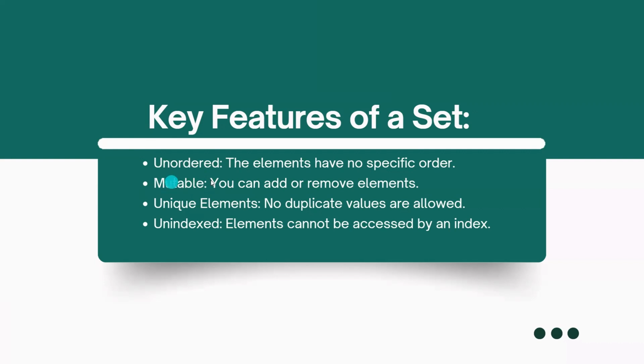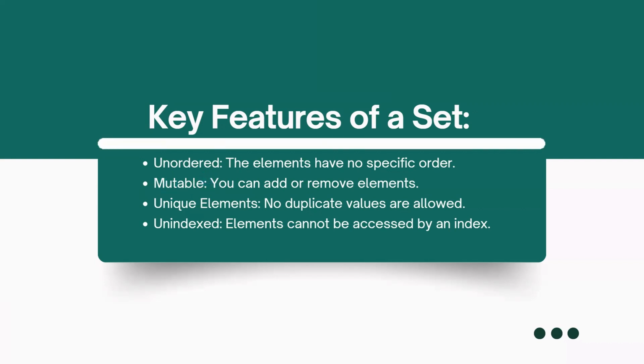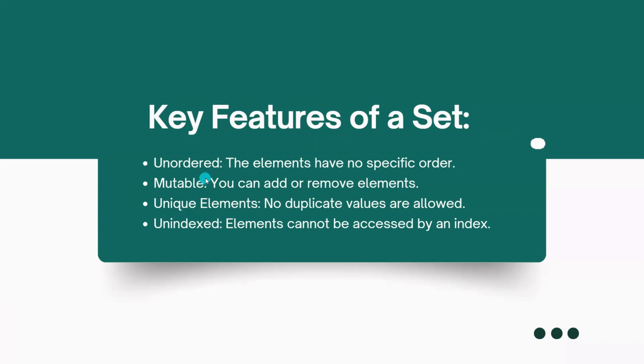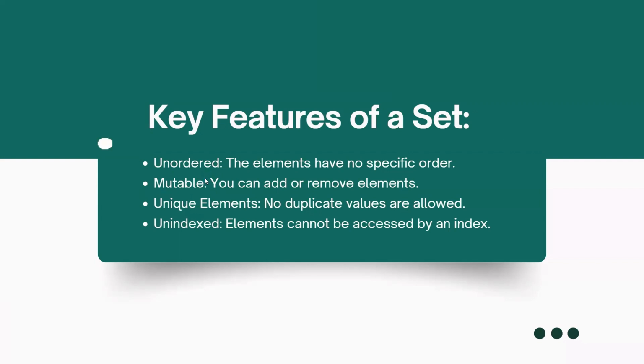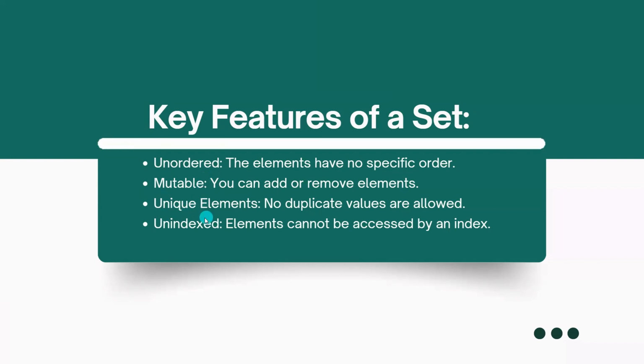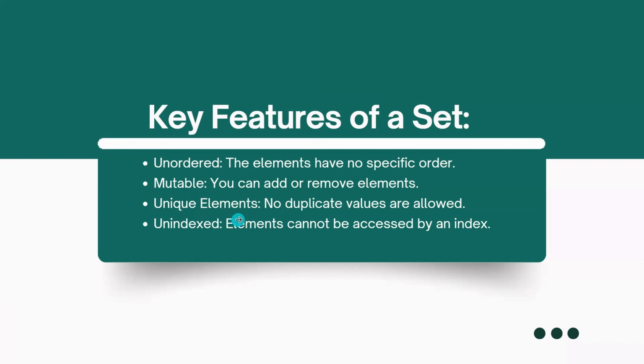Now let's see mutable. Mutable means you can add or remove elements. That means sets allow modifications. You can add or remove elements dynamically. Next one is unique elements. Here, no duplicates are allowed. That means if you try to add a duplicate value, Python ignores it automatically. So it does not accept it.